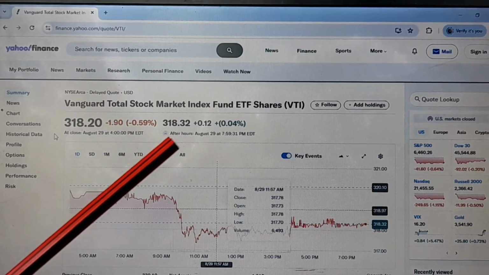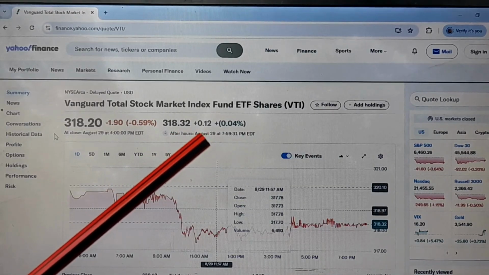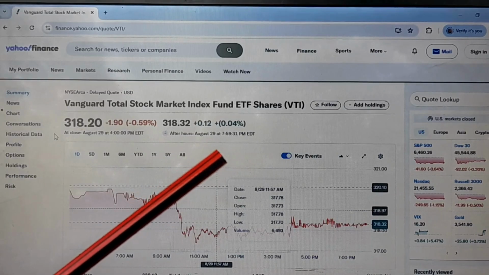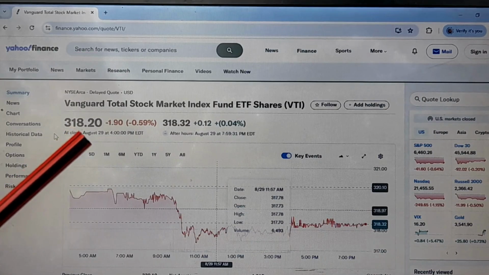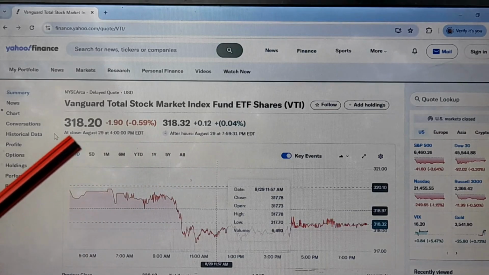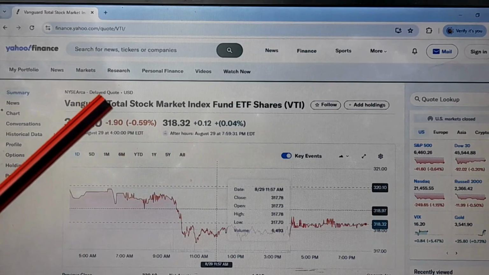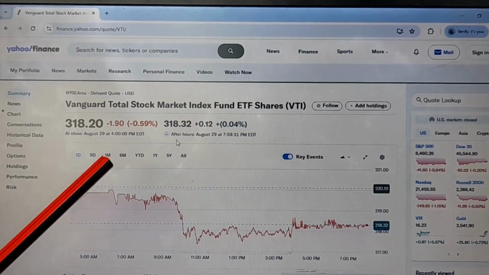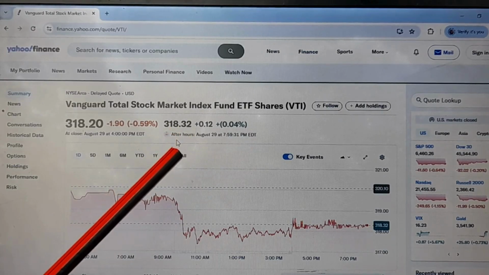Now, after hours, there are people who are trading, and this was the change in price. There was an increase of 0.12, which is 0.04%. So you see, that's why you see there are two prices of VTI. There's 318.20 and 318.32. Now you know the difference when they say at close and after hours, and why it is delayed quote.